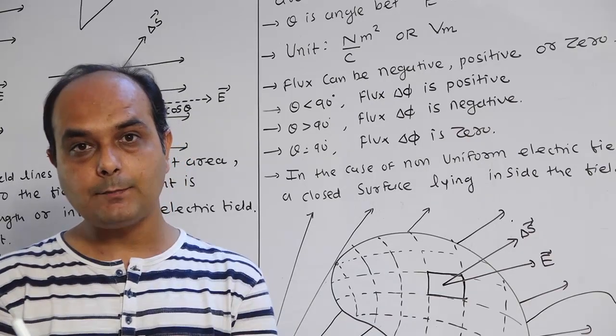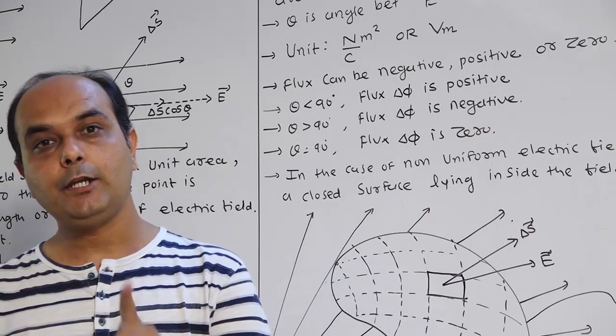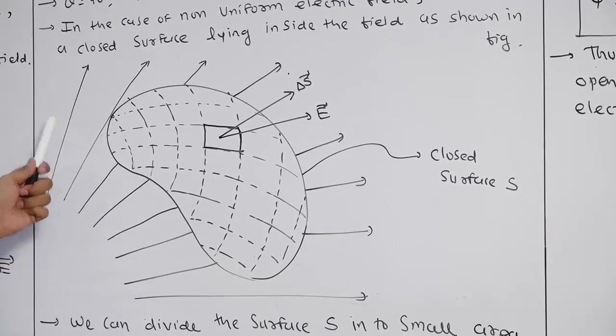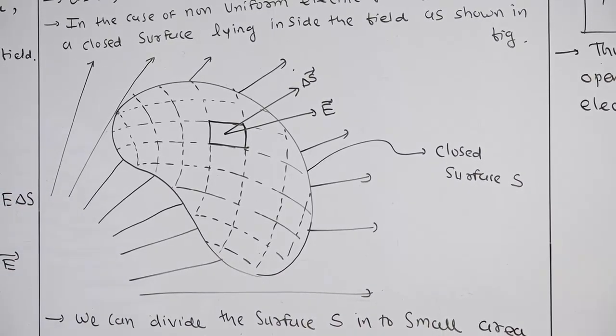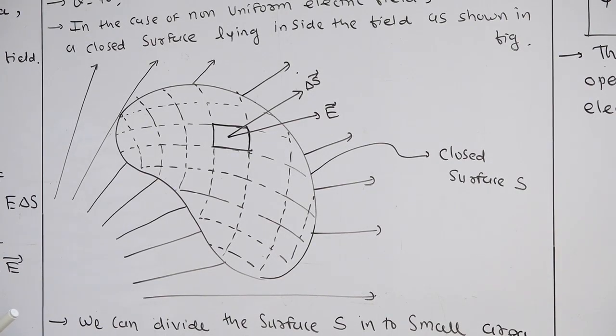Now, with the same concept of electric flux, you derive the equation of flux in a non-uniform electric field. This is the diagram in which you can see that all the field lines are non-uniform. And student, we know very well that a non-uniform electric field can be produced by using a point charge.